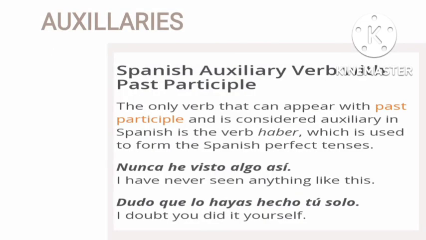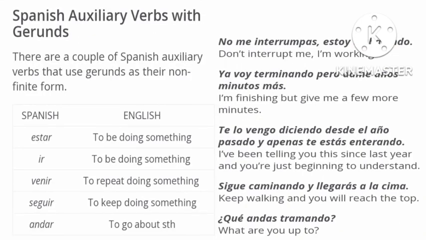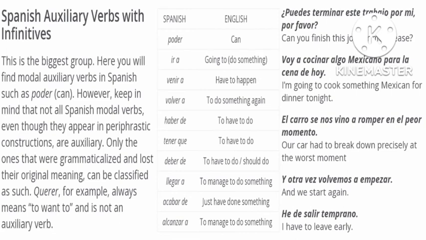The ninth lexical category of the Spanish language is the auxiliaries. In Spanish, first, auxiliaries with past participle. Second, auxiliaries with gerunds. And the third one, auxiliaries with infinitives.